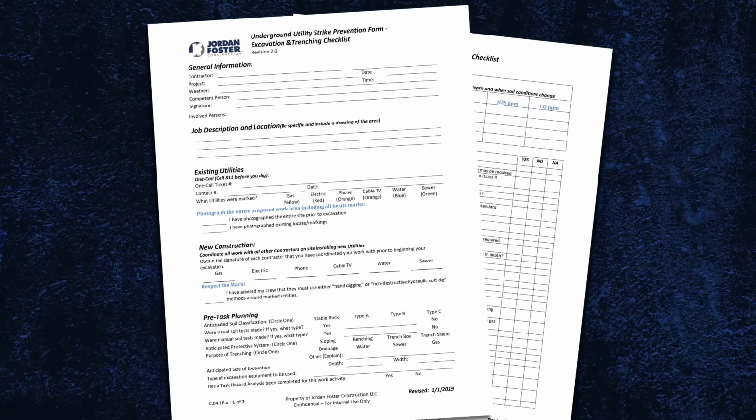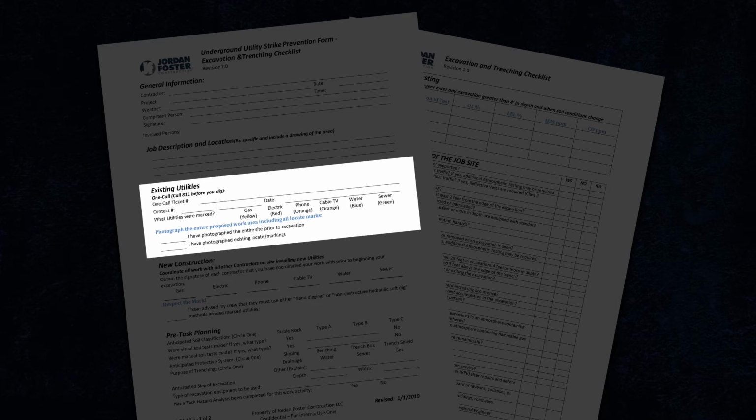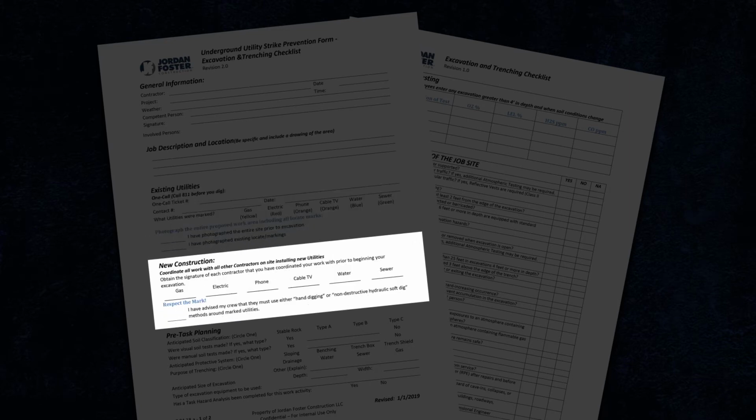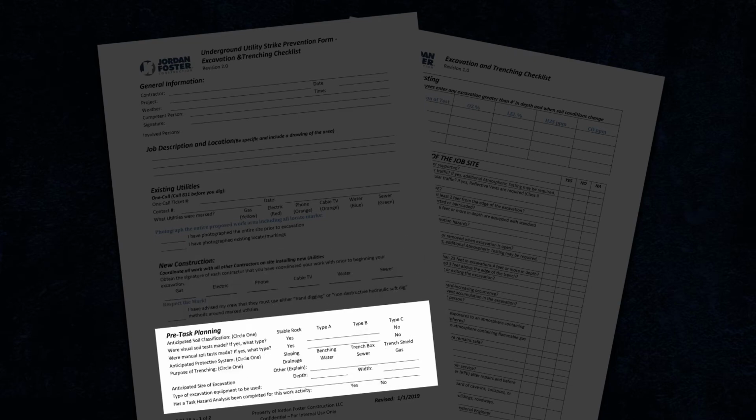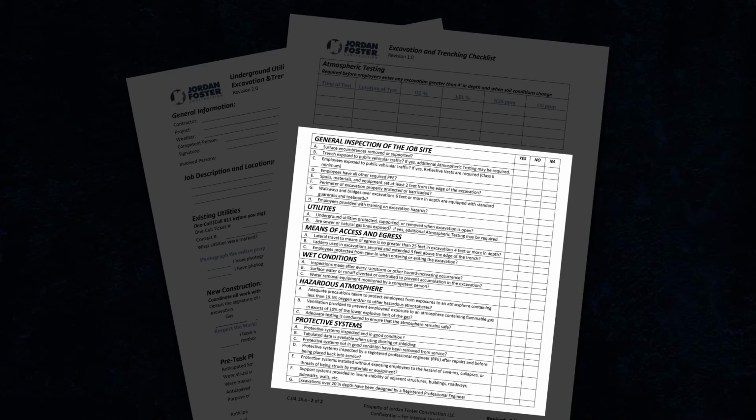During the meeting, you will review this form, which includes general information, job description and location, a reminder of existing utilities, information on any new construction or new utility installation, and the pre-task planning information. It also includes checklists to confirm all other pre-excavation protections and plans.